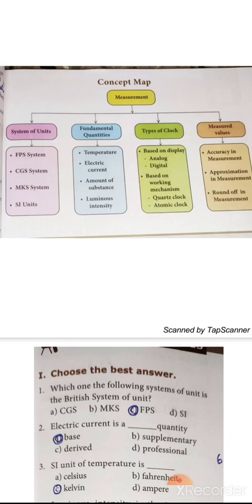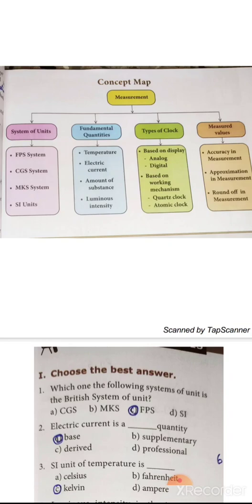Next, types of clock. In today's class, the types of clock are based on display and based on working mechanism. Based on display, clocks are divided into 2 types: analog and digital. The analog clock is the classic clock. The digital clock is the electronic clock.